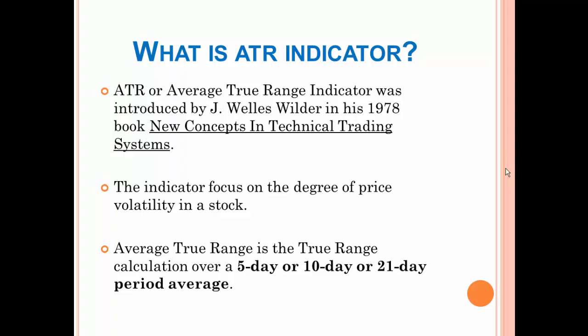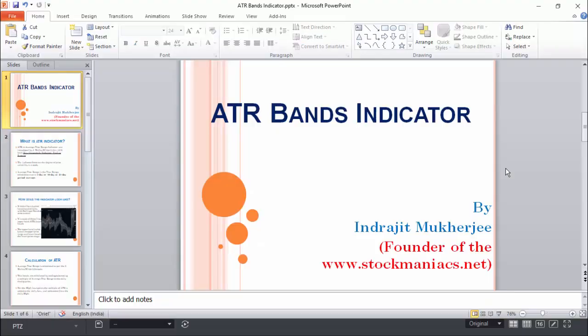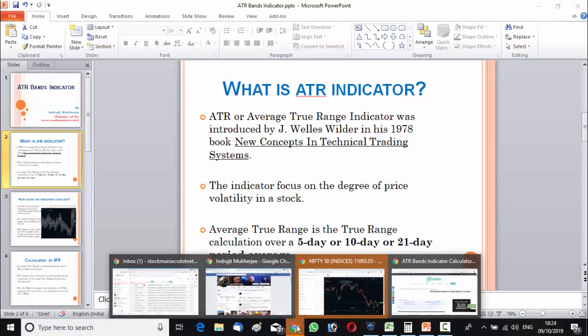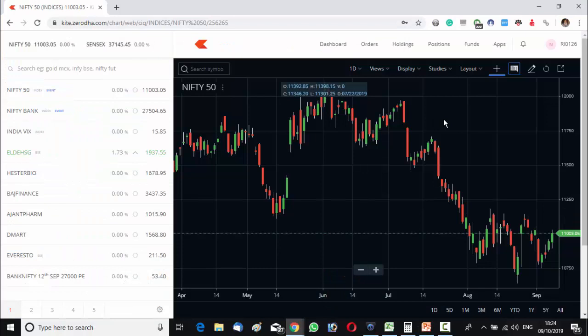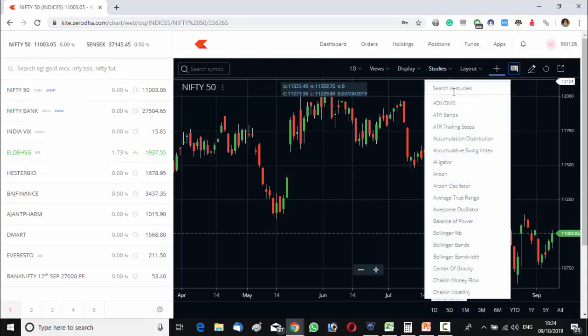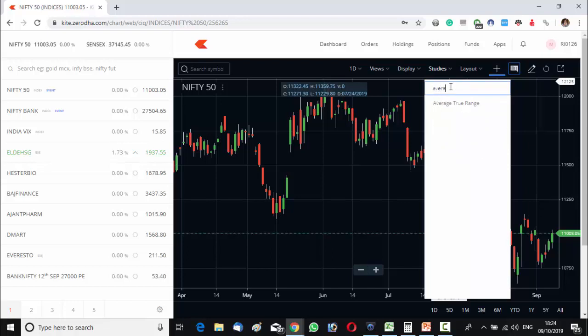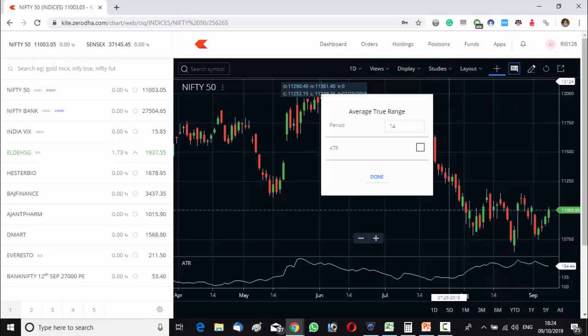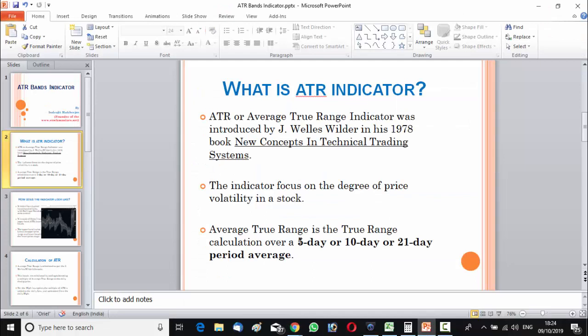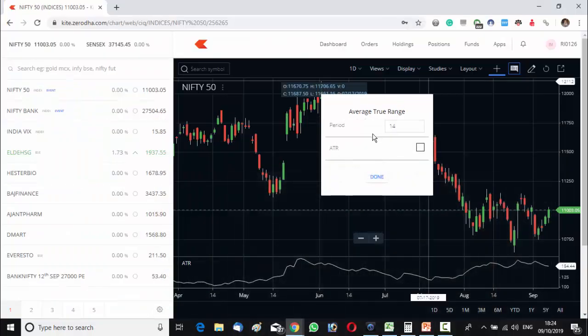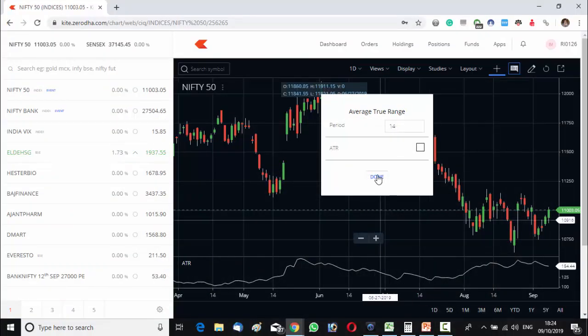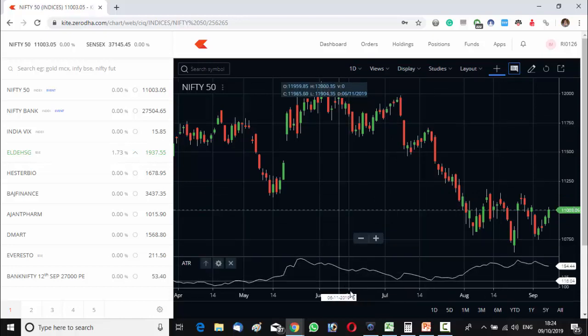Now let me show the ATR indicator in the charts. Suppose this is Zerodha Kite chart, Nifty 50. Let me attach the ATR indicator, the average true range indicator. The default period is 14. So as we discussed here, either 5-day or 10-day or 14-day or 21-day, whatever you can calculate. So this is a 14-day ATR.